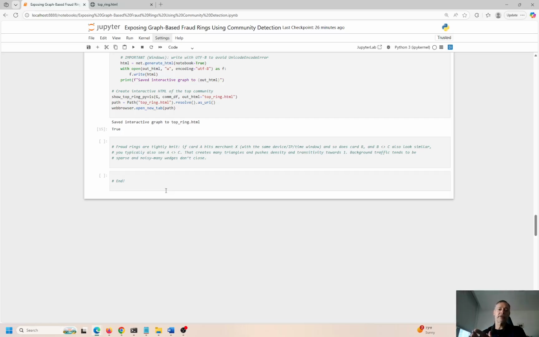Okay, so fraud rings are tightly knit organizations. If a card hits a merchant with the same device and same IP address window, and so this card A and B does not equal C, they look similar, and you typically see C with A transactions.